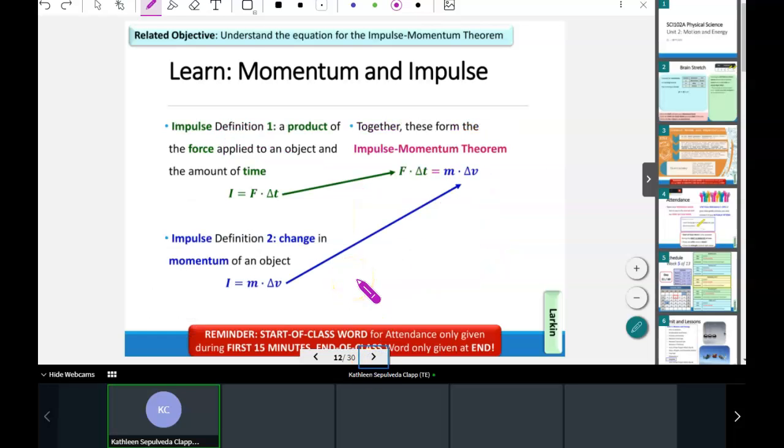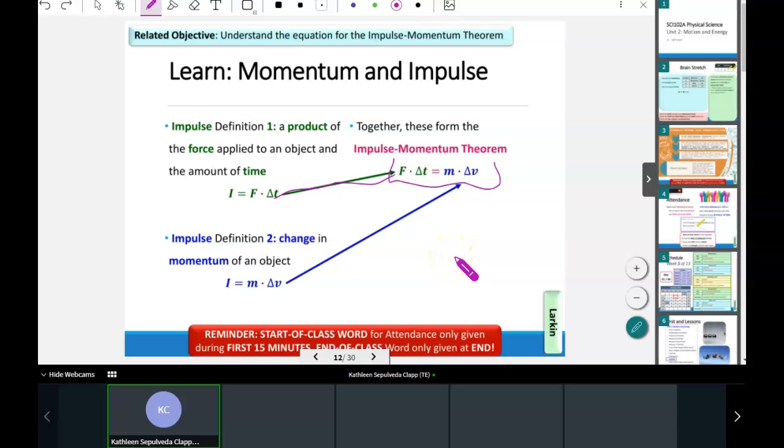So now let's talk about what we call the impulse momentum theorem. A theorem is simply that we're going to take two things and see how they correlate. What does it mean? We know that the first definition is the product of the force applied to an object and the amount of time. So we're going to take this first definition and it's going to be right here. Force times time is going to equal the change in momentum, which is m times change in velocity. I just need you to know that this is going to be our impulse momentum theorem.